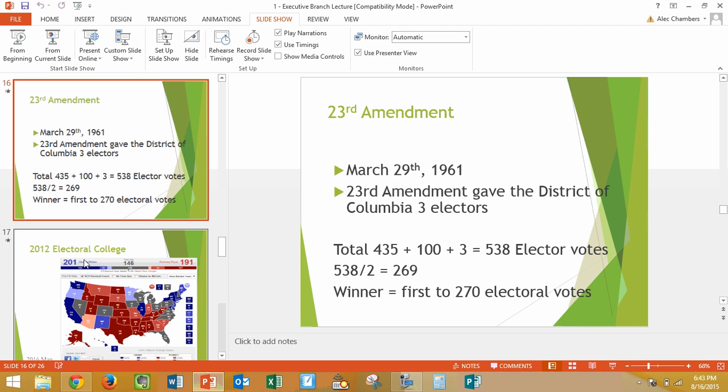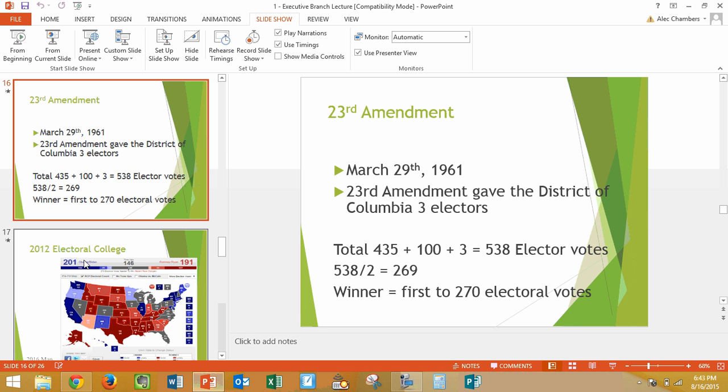The 23rd Amendment included the District of Columbia in the Electoral College, which was a big deal at the time because the District of Columbia had a lot of black voters and they felt like they were being excluded based on their race. And there's probably quite a bit of truth to that. So this was a big civil rights win in 1961 to give the District of Columbia three electors, even though they are not technically a state and they're not even technically a part of any state, even though they're surrounded by Maryland and Virginia.